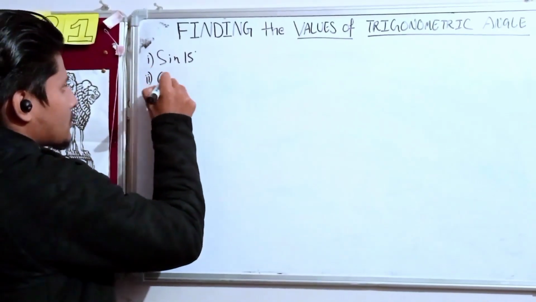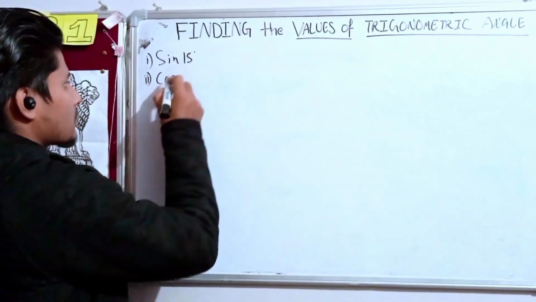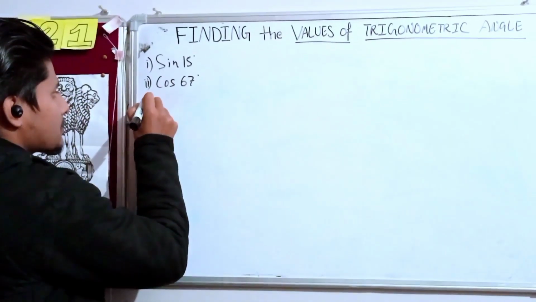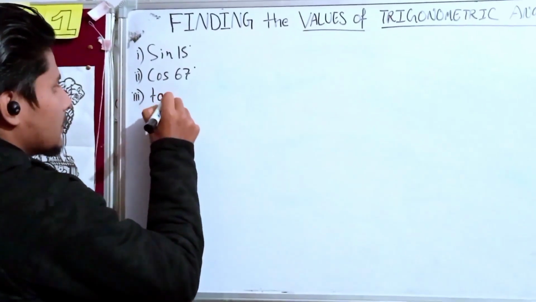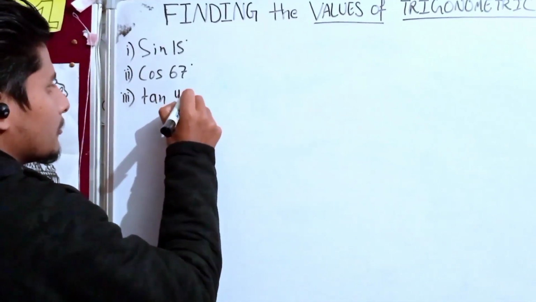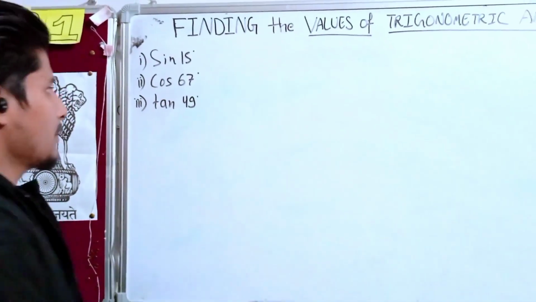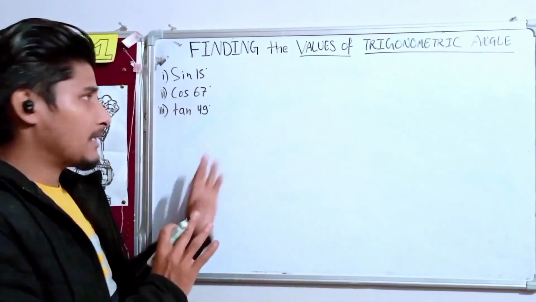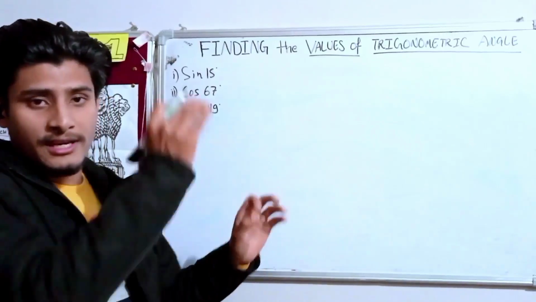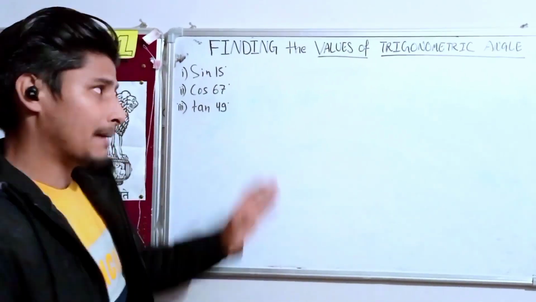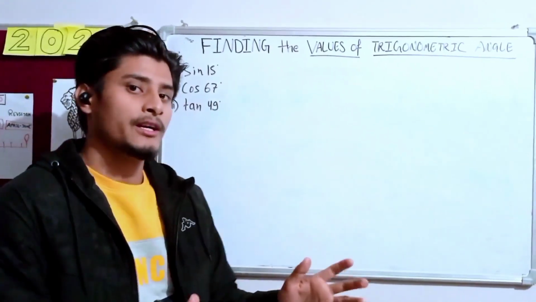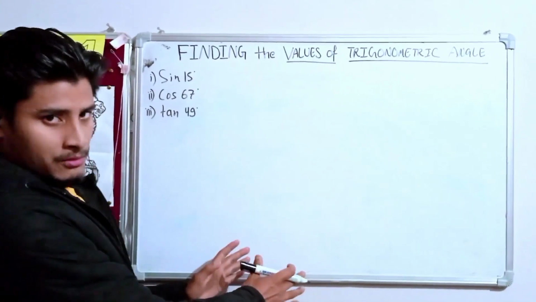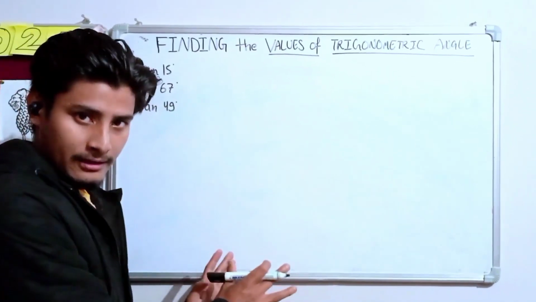Second is for cos. Let's do it for cos 67 degree. And third one is tan 49 degree. I'm going to do just three of them: sine, cos, and tan. Any angle of sine, like 15, 60, 67, and 49 for sine, cos, and tan respectively. For the rest of the angles, you need to follow the procedure which I'm going to tell you right now, and you'll get the angle values.